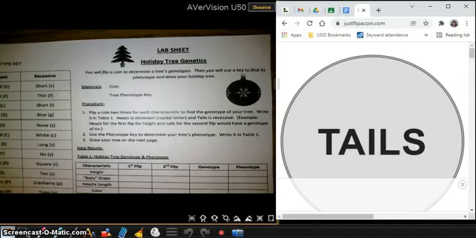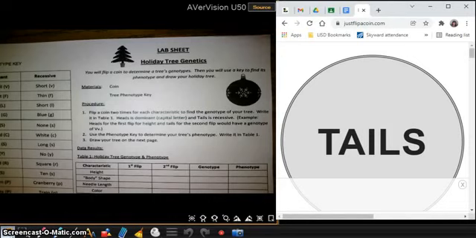Holiday Tree Genetics is going to be our first actual lab that we're going to do for the Punnett squares and genetics. And because it's the first one, we're going to do it together, whole class, and instead of using a coin to flip, we're just going to use an app called Just Flip a Coin or something like that, so that we can focus on how to do it, not necessarily the playing around of flipping the coin.